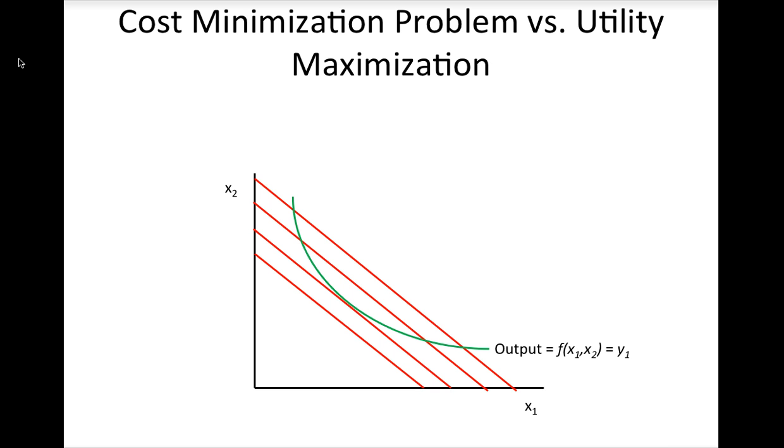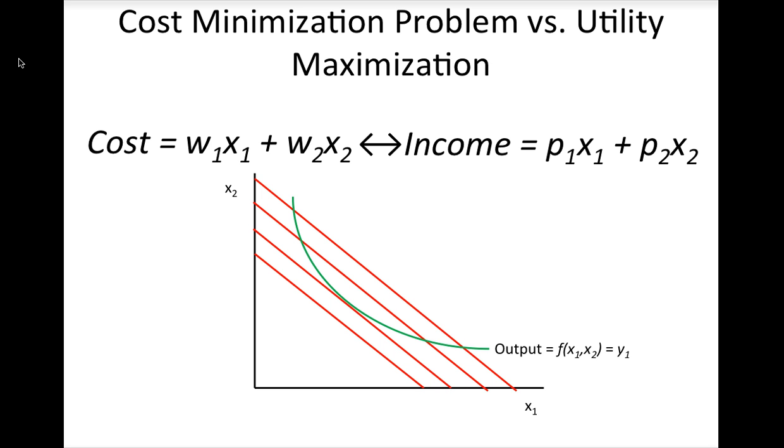Hopefully, you see some similarities between this problem and the consumer's utility maximization problem that we studied earlier. First, the cost equation is equivalent to the consumer's budget constraint. Second, the production function and the utility function are equivalent.